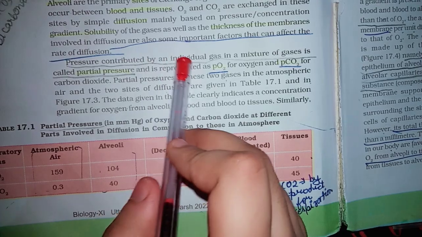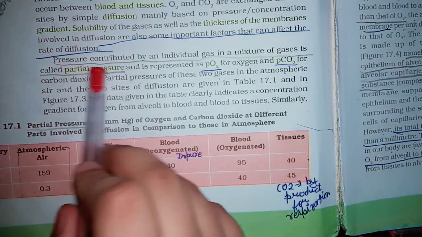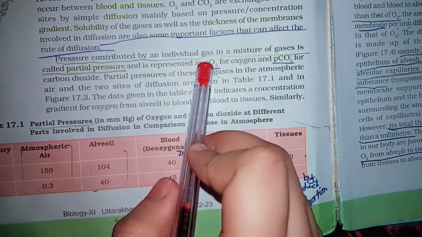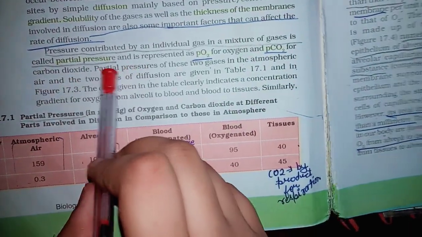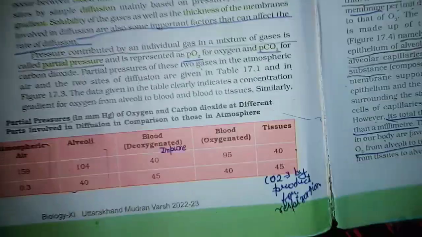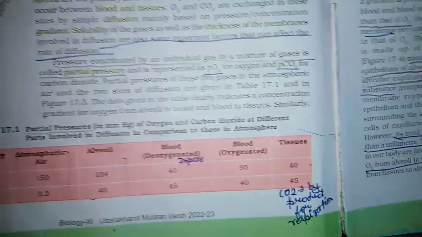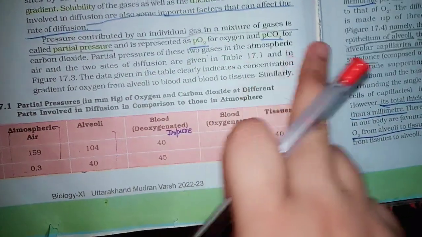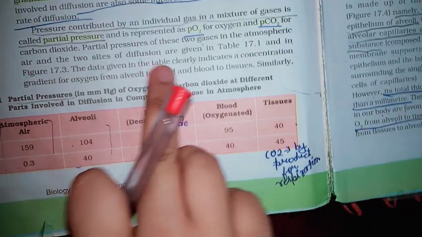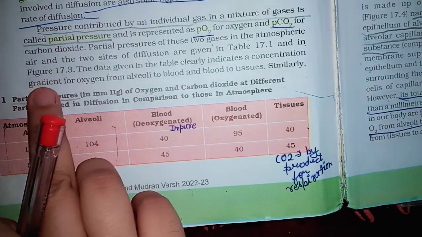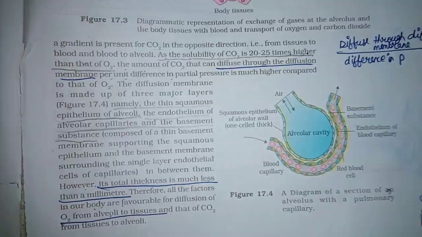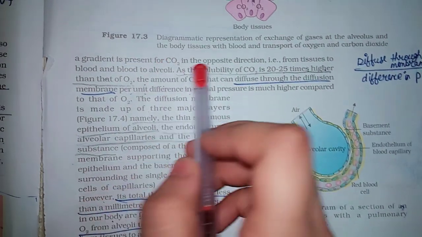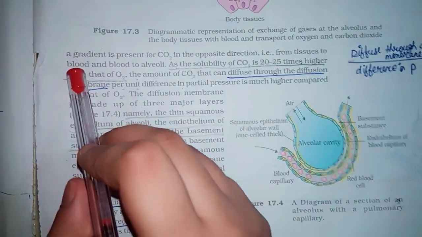Pressure contributed by an individual gas in the mixture of gases is called partial pressure and is represented by PO2 for oxygen and PCO2 for carbon dioxide. Partial pressures of these two gases in the atmospheric air and the two sites of diffusion are given in the table 17.1 and 17.3. The data given in the table clearly indicates the concentration gradient for oxygen from alveoli to blood and blood to tissues.